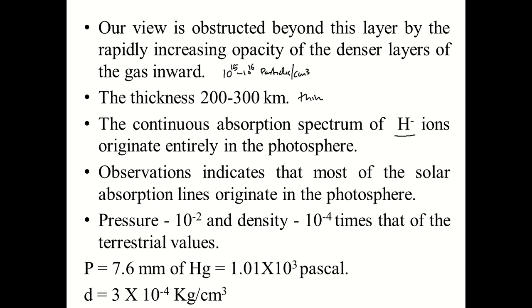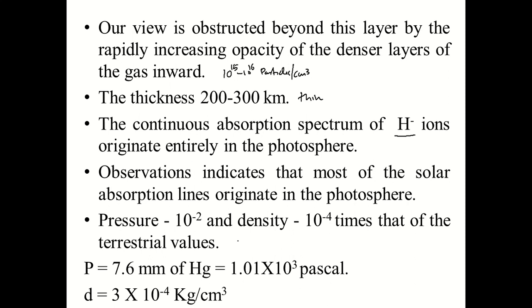Now when we observe the spectrum, we can see the weaker lines and the stronger lines. The weaker lines originate from the lower photosphere where the temperature is small, and the stronger lines originate from the upper photosphere. Now if you consider the pressure and the density of this layer, it is very much smaller than that of the terrestrial values, that is, values at the surface of the earth at sea level.